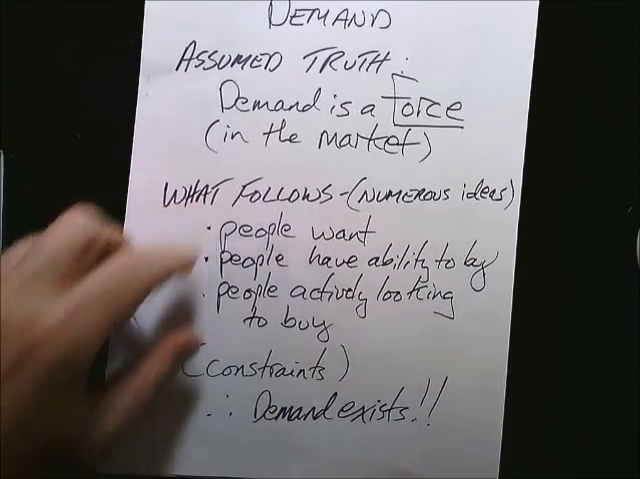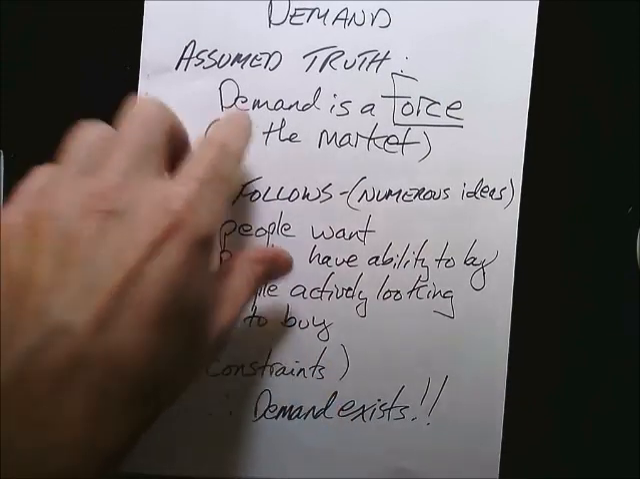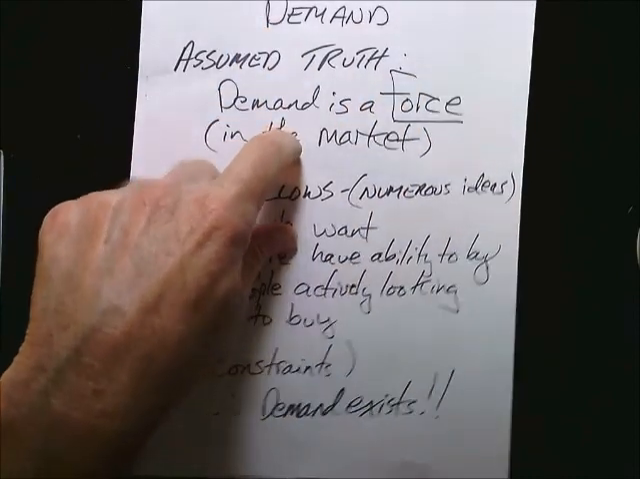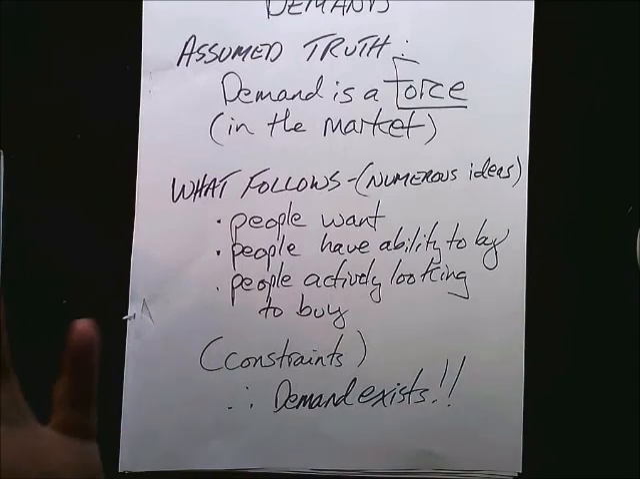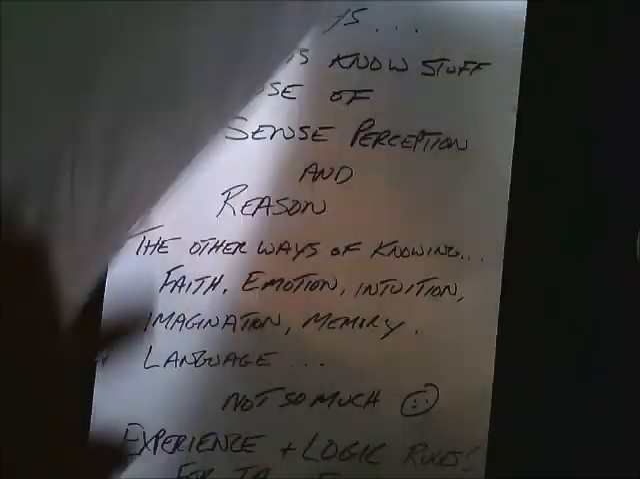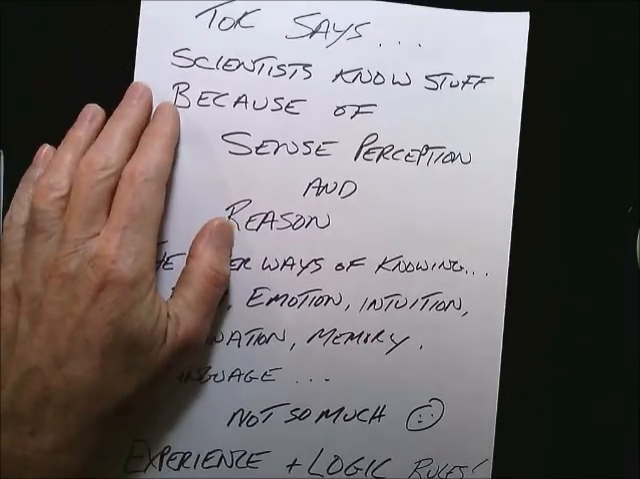These are the constraints or limitations put on the concept of demand in order for it to be true. So if those are in place, then logically, demand exists. That's kind of how it works. Okay, it's just one example. We can talk about that later.